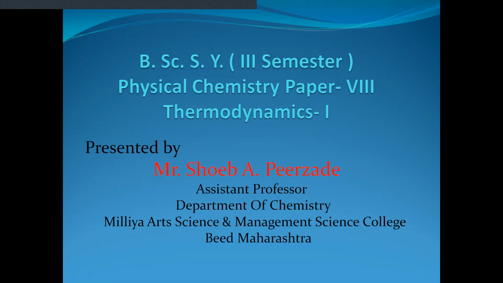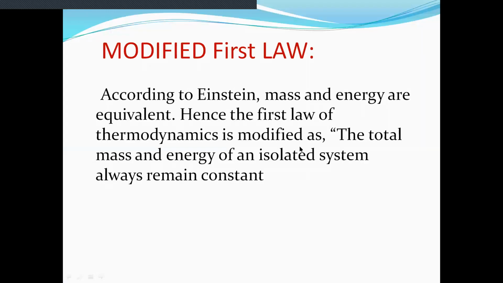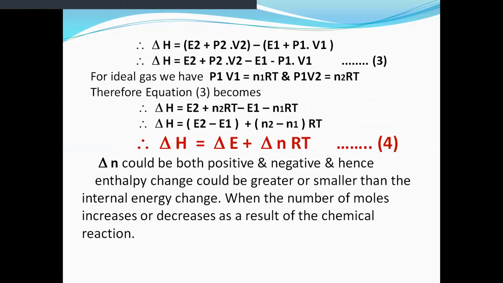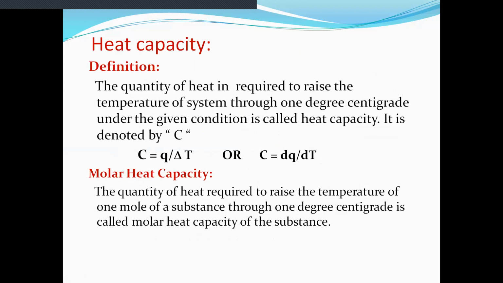Now, we are studying thermodynamics first. And in the last period, we have seen what is meant by heat capacity. Definition of heat capacity: the quantity of heat required to raise the temperature of a system through 1 degree centigrade under the given set of conditions is called heat capacity. It is denoted by C.